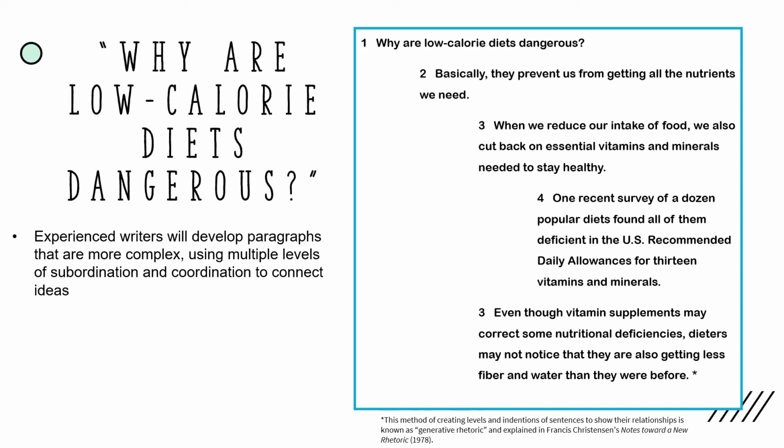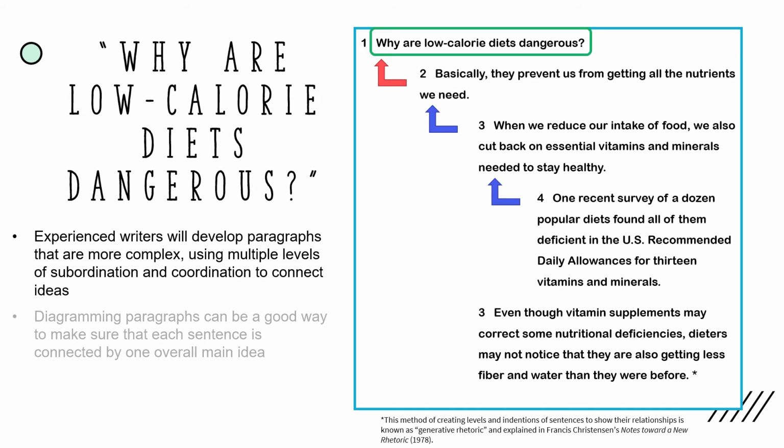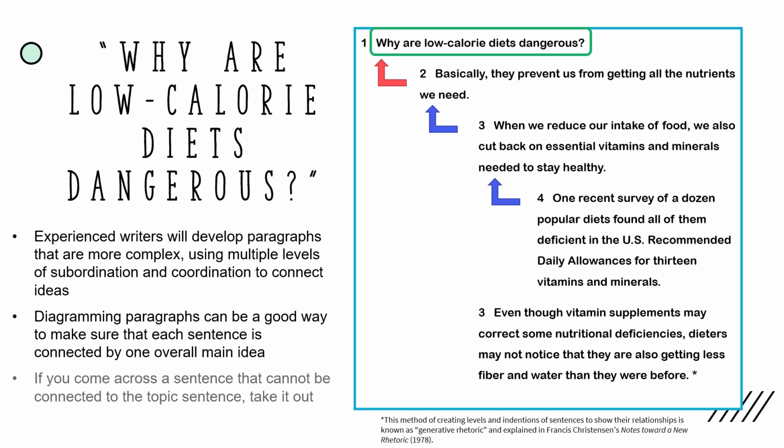Experienced writers will develop paragraphs that are more complex, using multiple levels of subordination and coordination to connect ideas. In this example, the topic sentence poses a question, and each remaining sentence seeks to answer that question in some way, often building on material from previous sentences by providing supporting reasons and specific evidence. Diagramming paragraphs like this can be a good way to make sure that each sentence is connected by one overall main idea. If you come across a sentence in your paragraph that cannot be connected to the main idea expressed in the topic sentence, then that sentence does not belong in the paragraph and should be taken out.